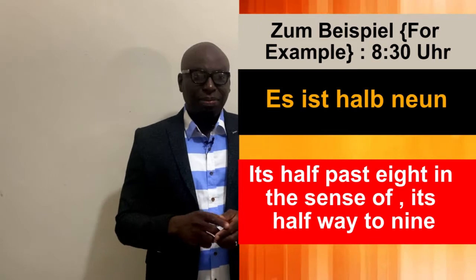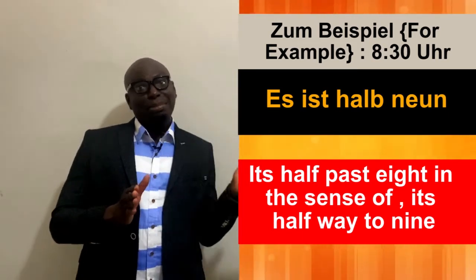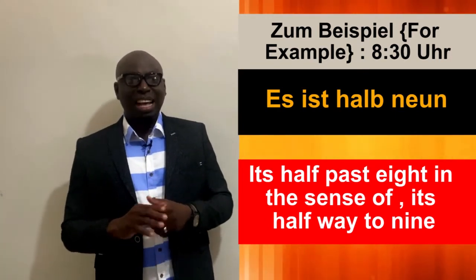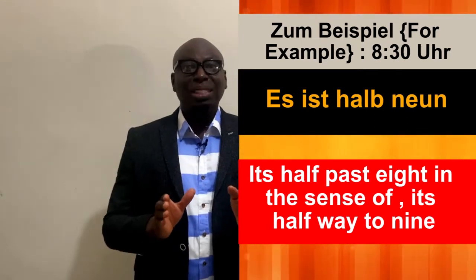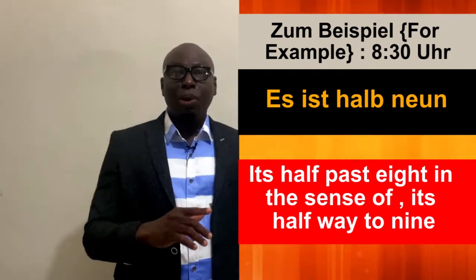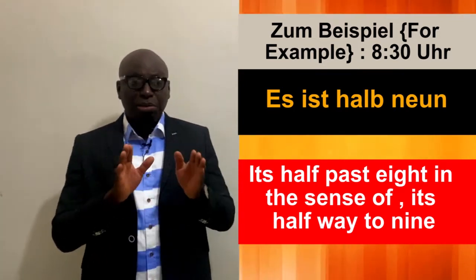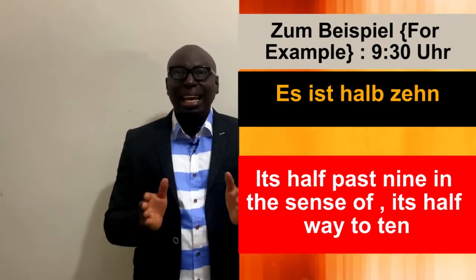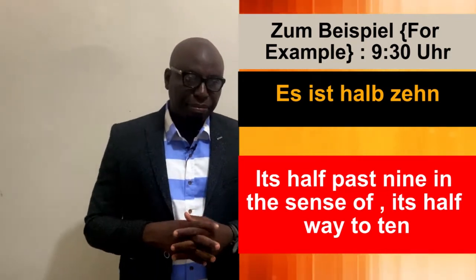But here you say, es ist halb 9. That it is 30 minutes before 9 instead. In English you will say it is 8:30. But in the German language you don't say es ist halb 8. You rather increase the other hour where it is going to. Es ist halb 9. So here you have to be very careful. Es ist halb 11.